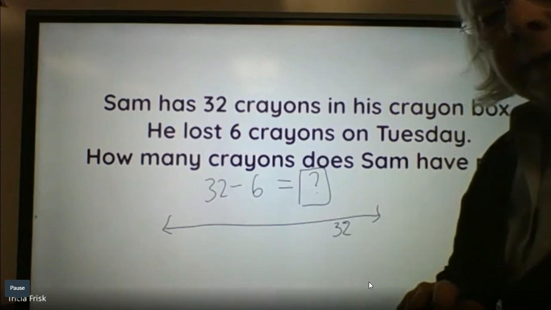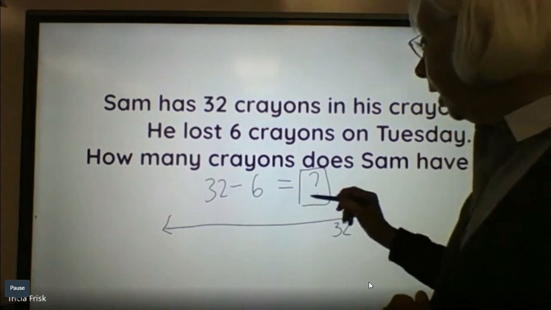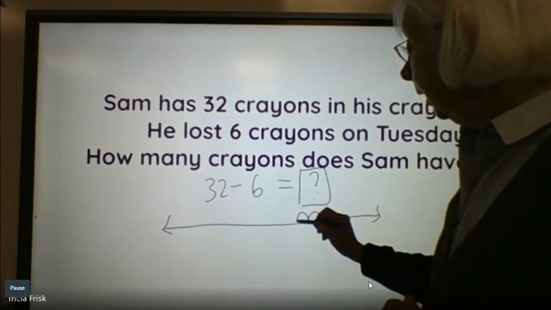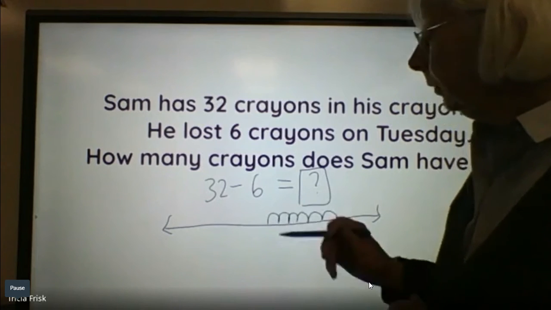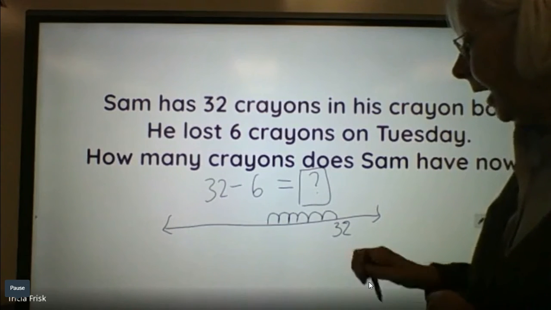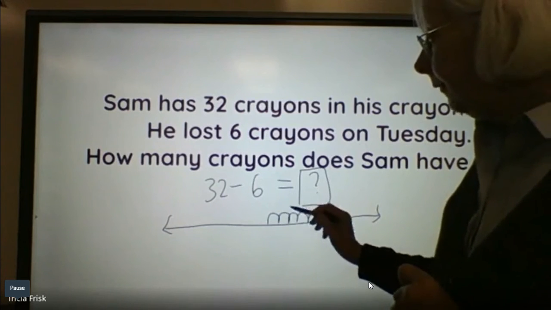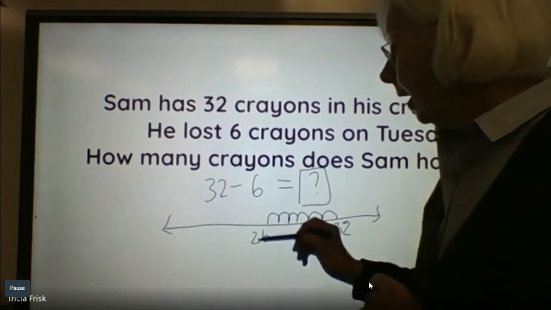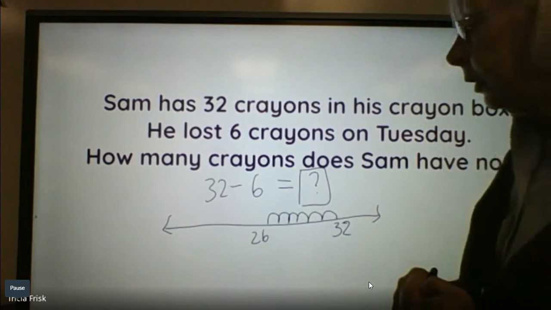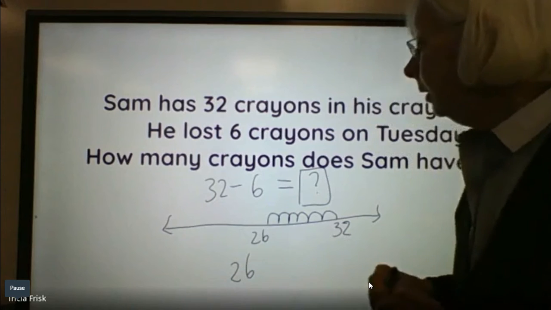So when I subtract 6, I can take some little jumps. We call them rock jumps. So let's take some rock jumps back, counting back 6 rocks. 1, 2, 3, 4, 5, 6. So when I go back 6 rock jumps, I can count back 31, 30, 29, 28, 27, and I know that I landed on 26 on my number line. So my answer would be 26 crayons.